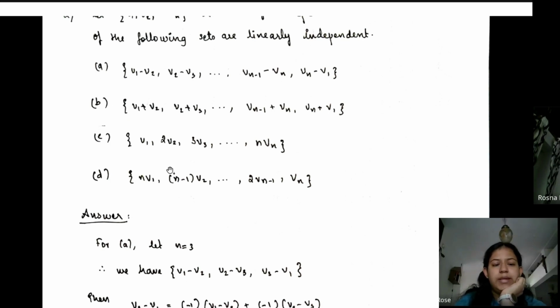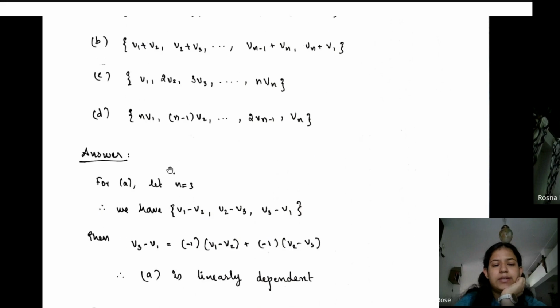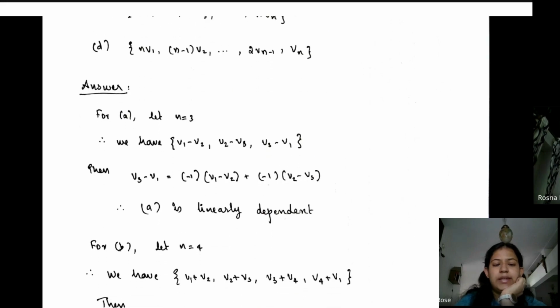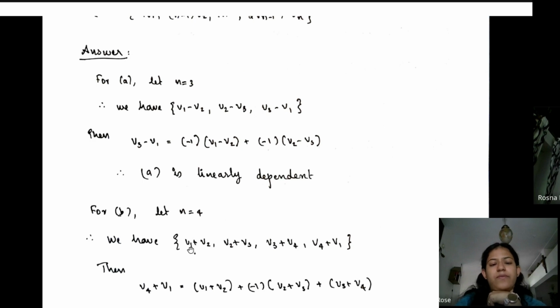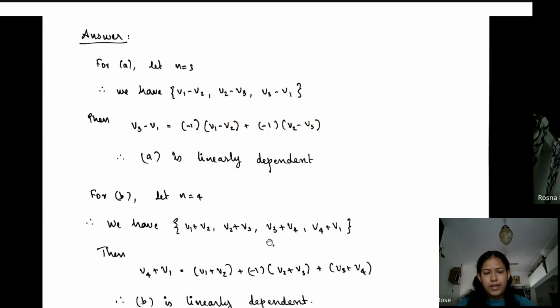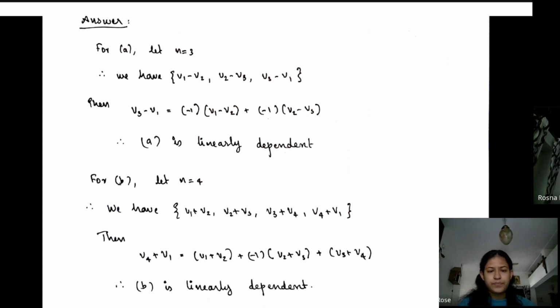Now let's consider B. Here also I consider a small case. For example, let n equal to 4. Then our collection in B reduces to v1 plus v2, v2 plus v3, v3 plus v4, and v4 plus v1. Again, you can see that one of them can be written as a linear combination of the remaining vectors. So they are again linearly dependent.